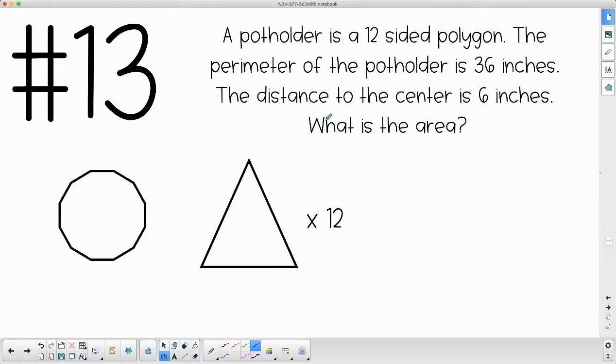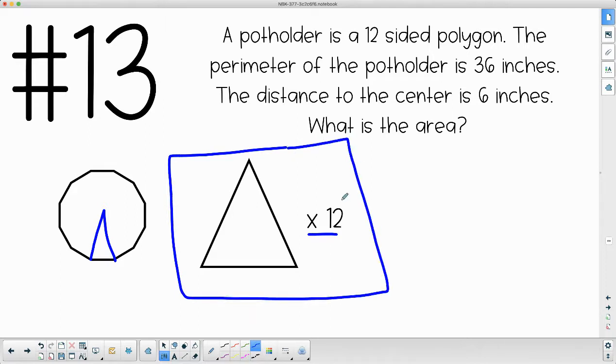Hey, last one today. So we have a 12-sided polygon. You can try and draw yourself 12 sides. It's kind of difficult to get them all nice. Or you can just think of it as you have this triangle here, and we know we have 12 of them. So I'm going to use this information here rather than trying to draw that. So we know we have our 12-sided polygon, 12 triangles.